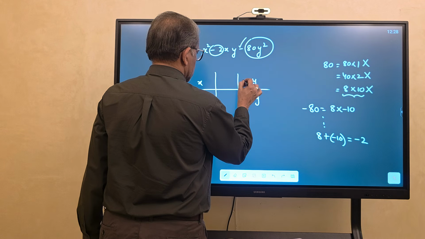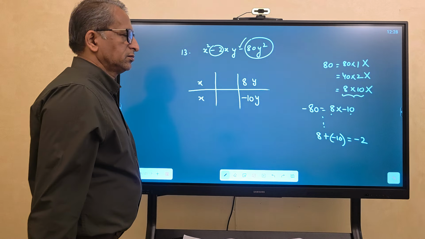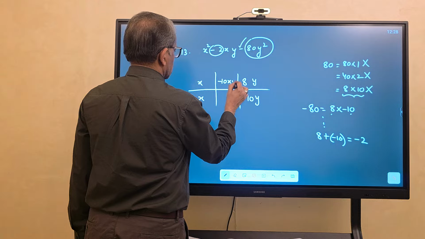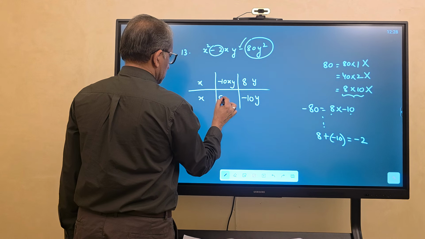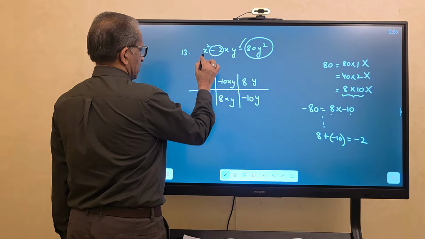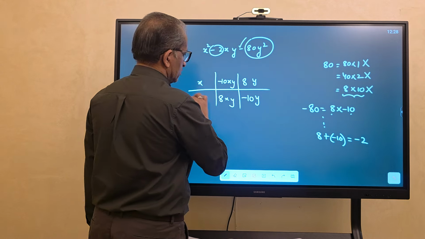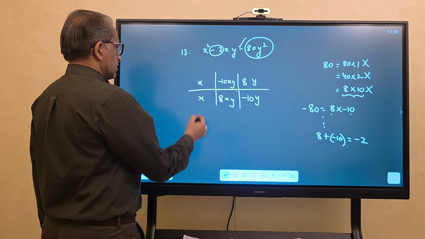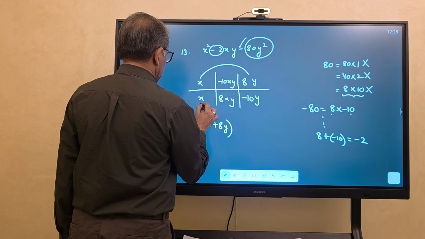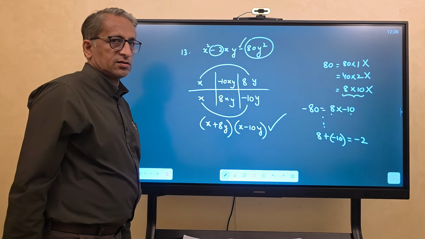So what are the factors here? 8 and minus 10, I write it here. Then cross multiply: minus 10y into x gives minus 10xy, and 8y into x gives 8xy. So x into x is x square, 8 minus 10 is minus 2, and minus 10 into 8 is minus 80, y into y. So this is perfect. So what are the factors here? x plus 8y and x minus 10y are the factors of this.